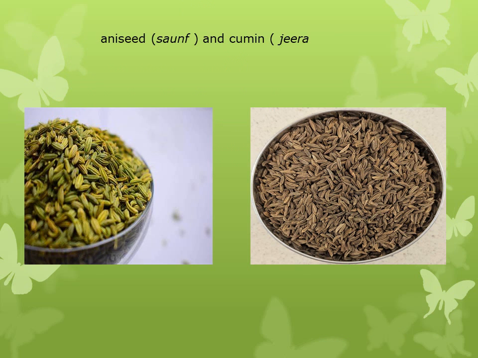Aniseed means soft, and cumin is called jeera. Now look at the difference between these two seeds. The texture and the taste differ. So aniseed means soft and cumin means jeera. These are the two things that you need to differentiate, children.